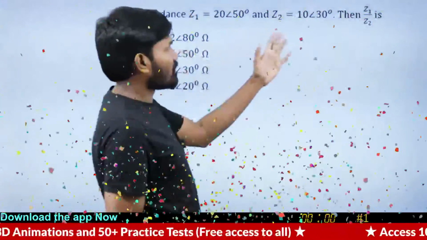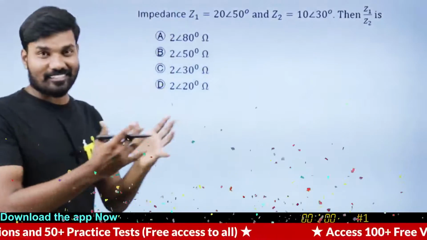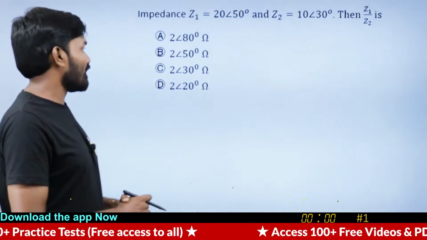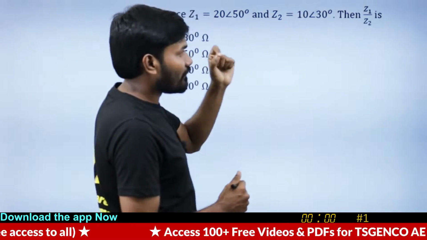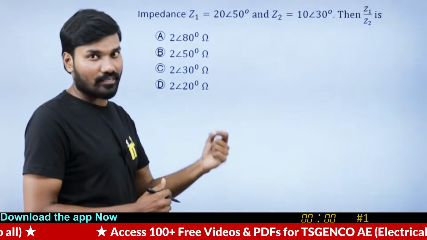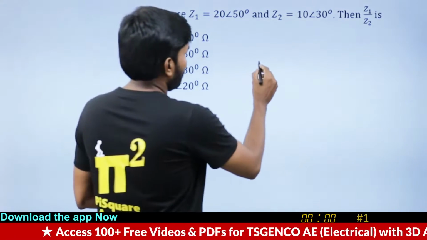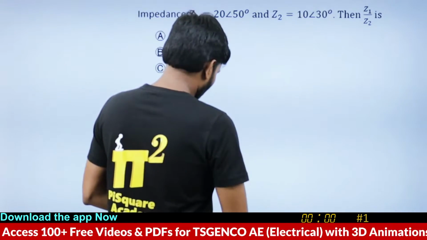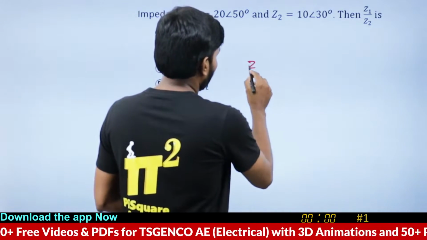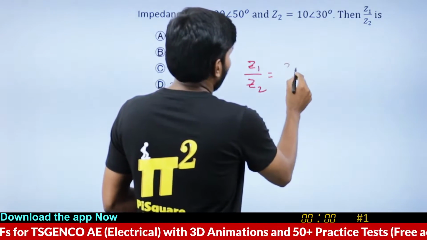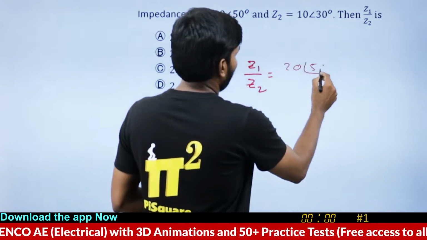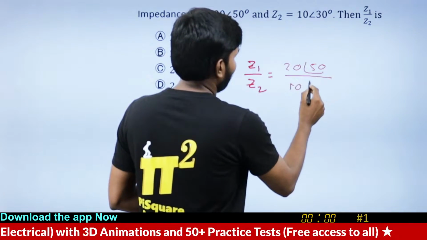Very good thing. Impedance Z1 is given, Z2 is given. This is one of the previous state electricity board questions. See, here the objective is to learn as well, not just to answer the questions. So Z1 by Z2 is equal to 20 at an angle 50 by 10 at an angle 30 degrees.